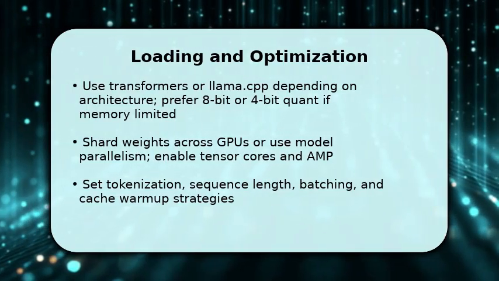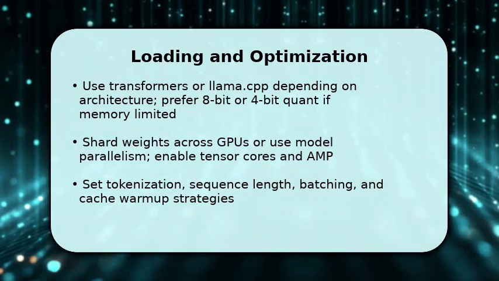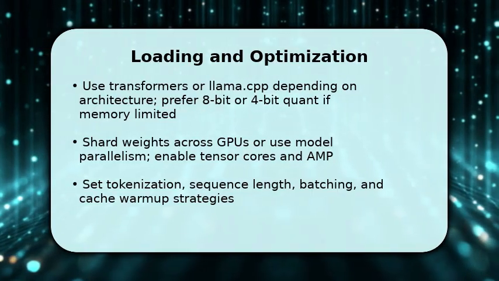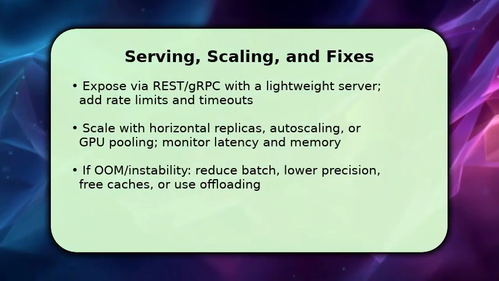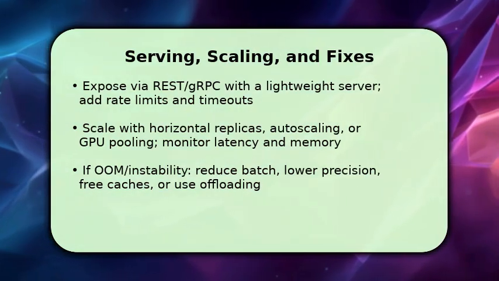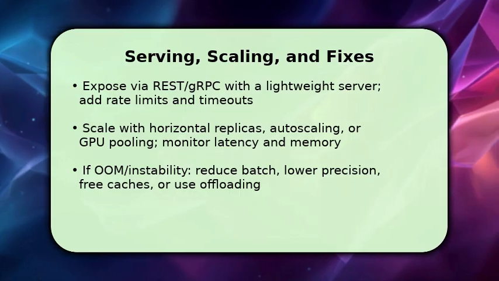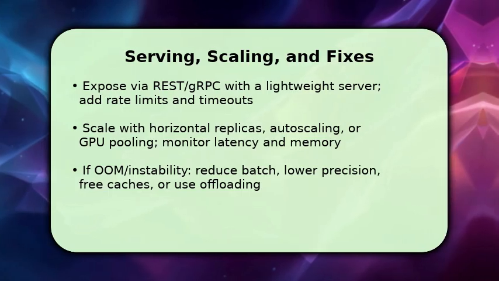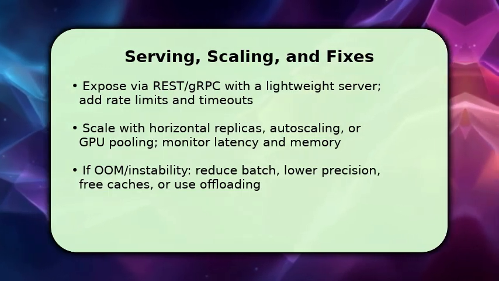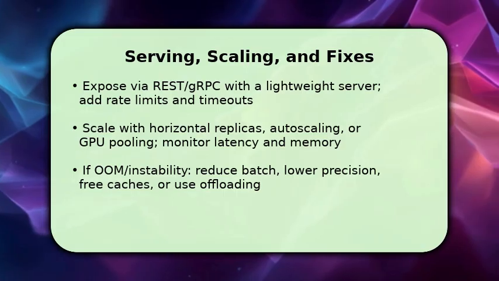Configure tokenization, sequence length, batching, and a cache warm-up so inference is steady and latency predictable under realistic load. Finally, deploy the model behind a production server exposing REST or gRPC and implement rate limits and timeouts to protect resources. Scale by adding replicas, auto-scaling on GPU availability, or pooling GPU instances.